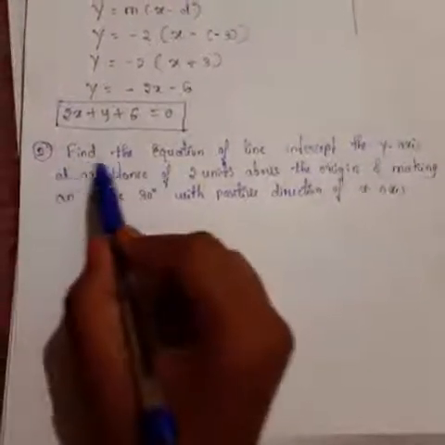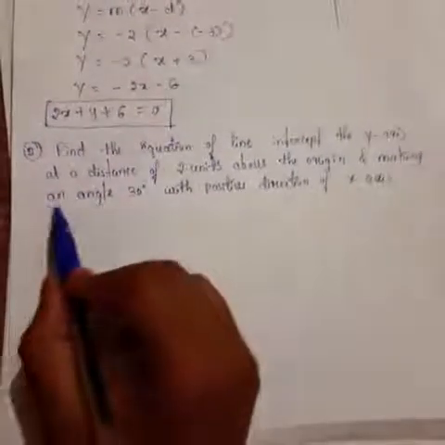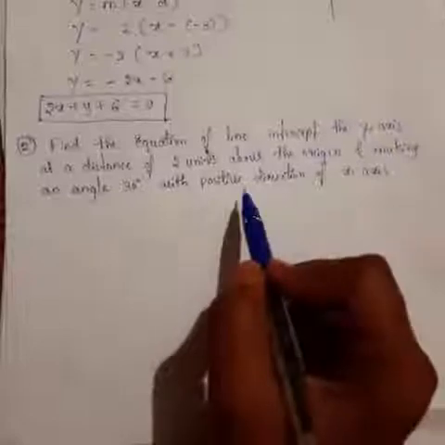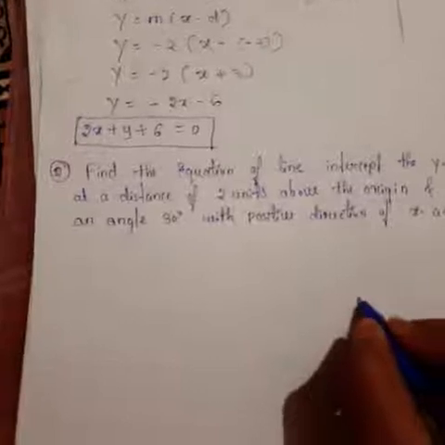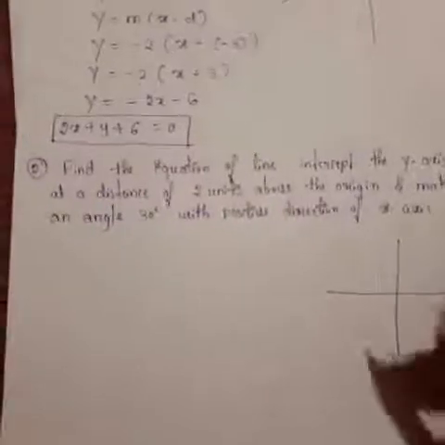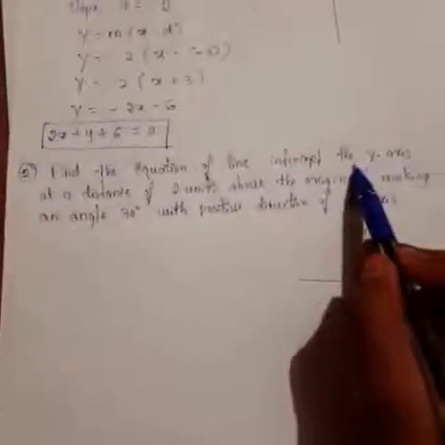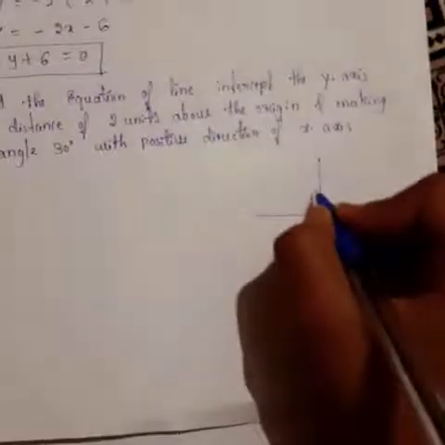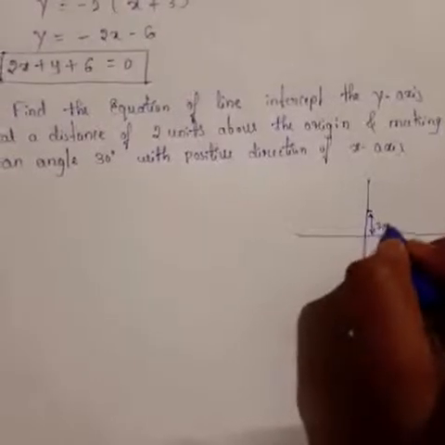The next question is: find the equation of a line that intercepts the y-axis at a distance of 2 units above the origin and makes an angle of 30 degrees with the positive direction of the x-axis. Here in the Cartesian plane they have given the y-intercept. The y-intercept can be above or below the origin, but here it is given above the origin at a distance of 2 units.